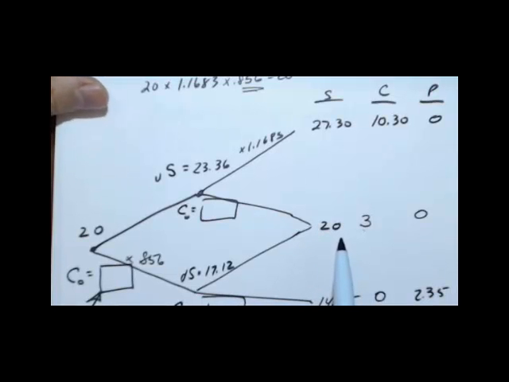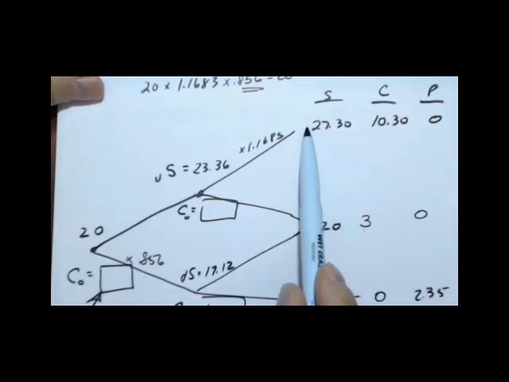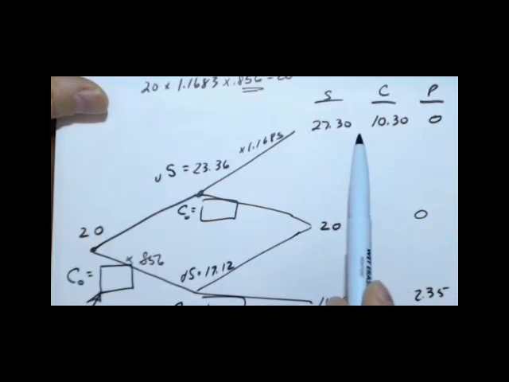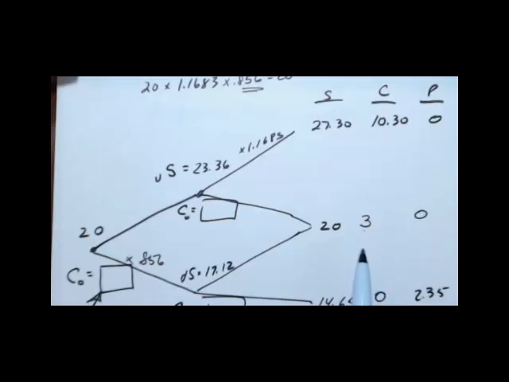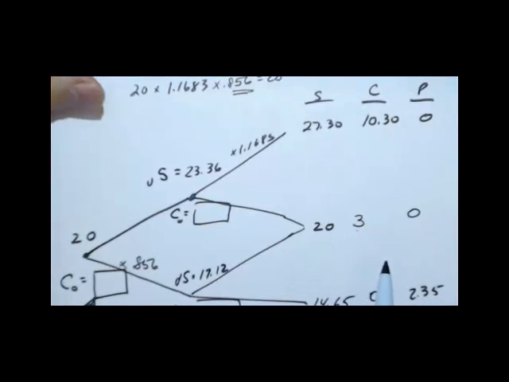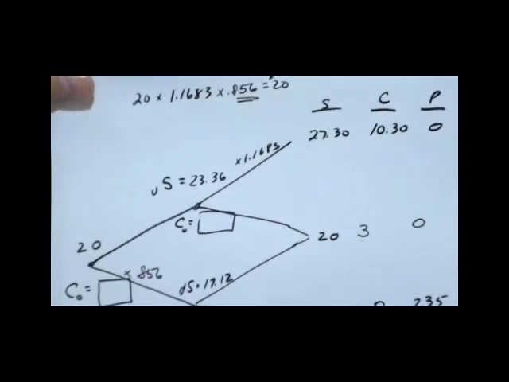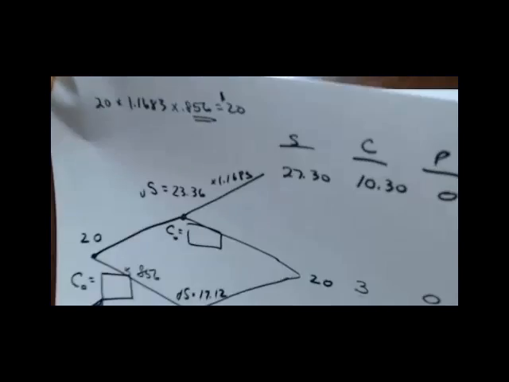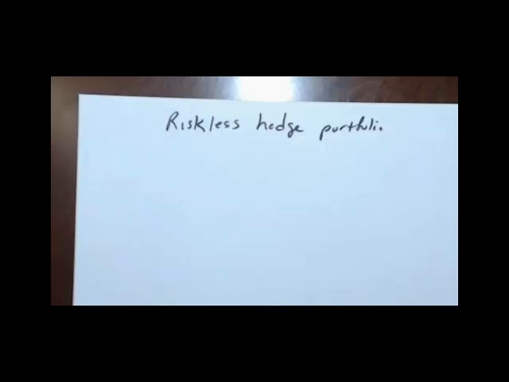because what I'm going to do is set this portfolio in the up state equal to the down state. And I'm going to use that to value the option, that type of concept. That's what's going on graphically. So let me do that.